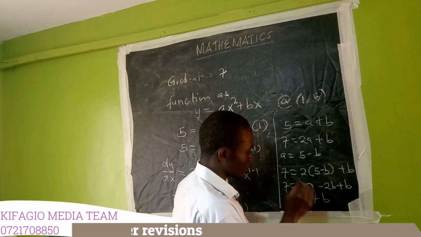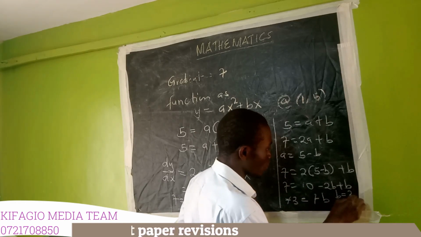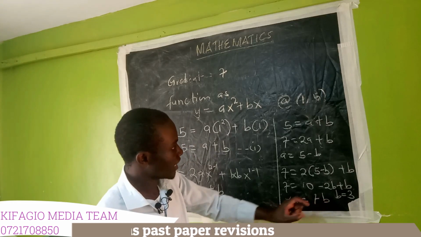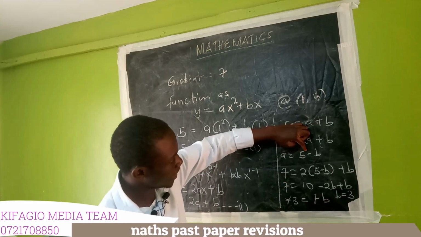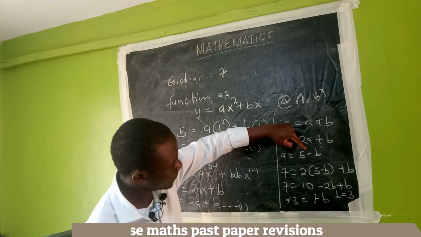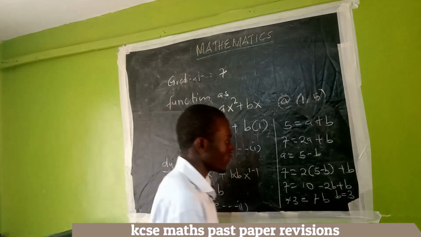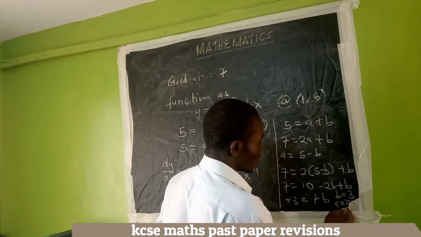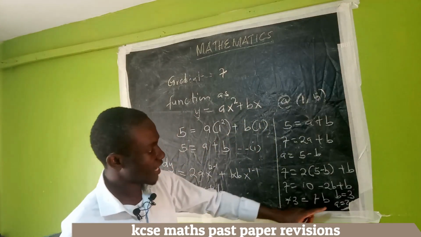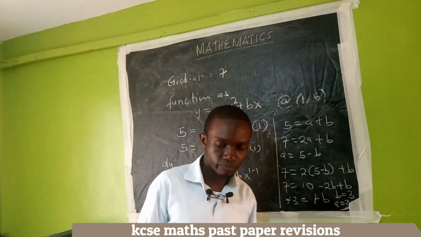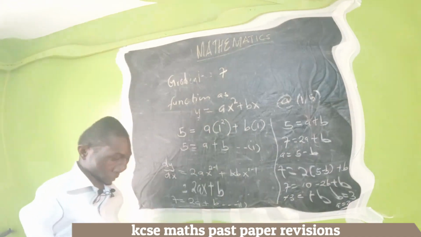So the negative and negative can go. So the value of b is equal to 3. Now, what is the value of a? Remember we said a is equal to 5 minus b. The value of b is 3, so 5 minus 3 is what? It is 2. So the value of a is equal to 2. So our values of a and b respectively are 2 and 3. And that is the end of the question.